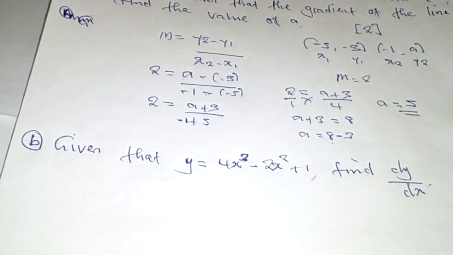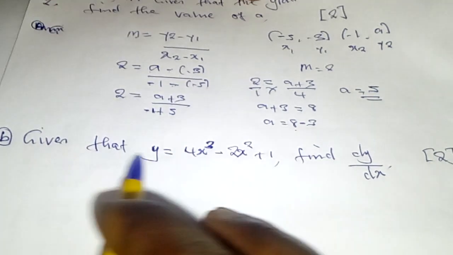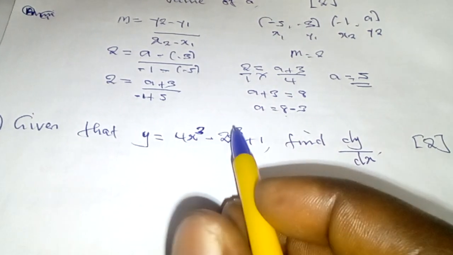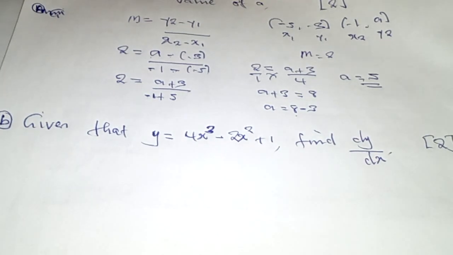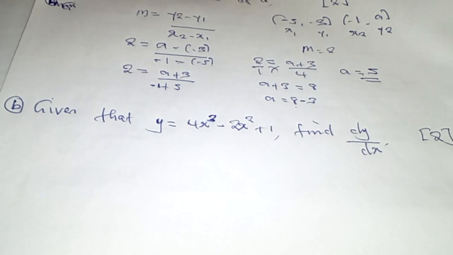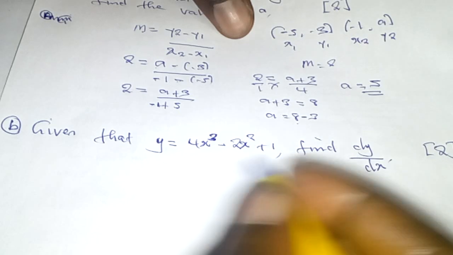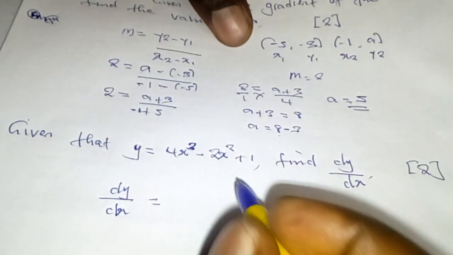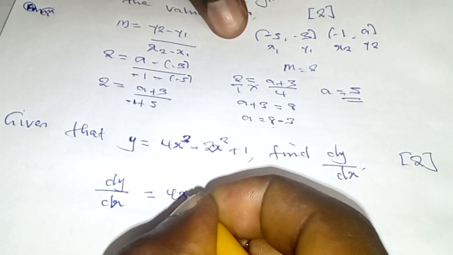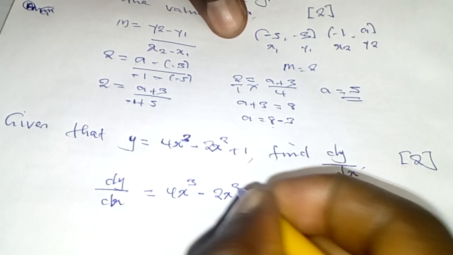Now go to question 15b, which says given that y equals 4x to the power 3 minus 2x to the power 2 plus 1, find dy/dx. This one is coming from calculus, so we are differentiating here. We write dy/dx equals this expression, which is 4x to the power 3 minus 2x to the power 2 plus 1.